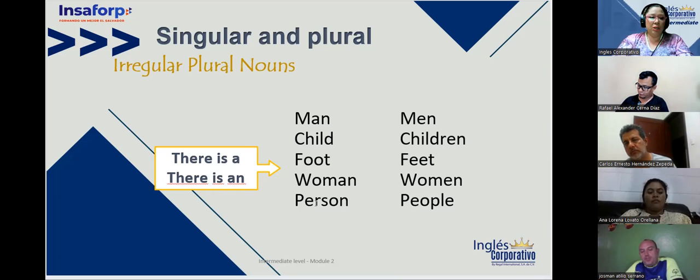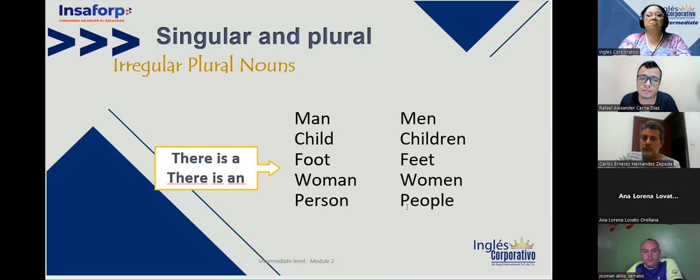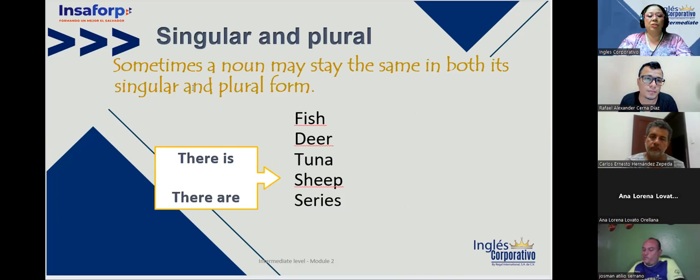Person, people. Existe una palabra plural que tal vez la han escuchado, es persons, ¿ok? Con una letra S, persons. Pero eso es más formal y para un lenguaje que se utiliza legalmente, ¿ok? Como legal documents or legal language, ¿ok? Person, people, colloquial, common, ¿ok? So let's see the others.